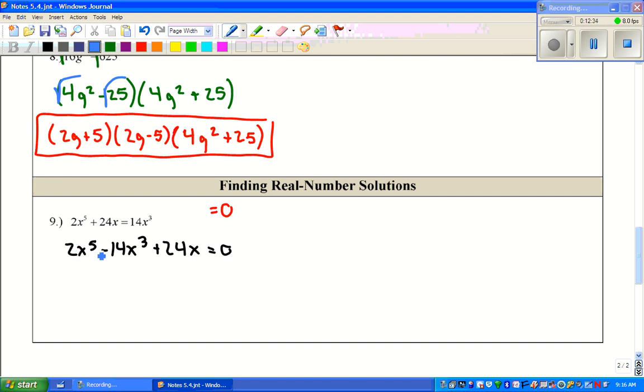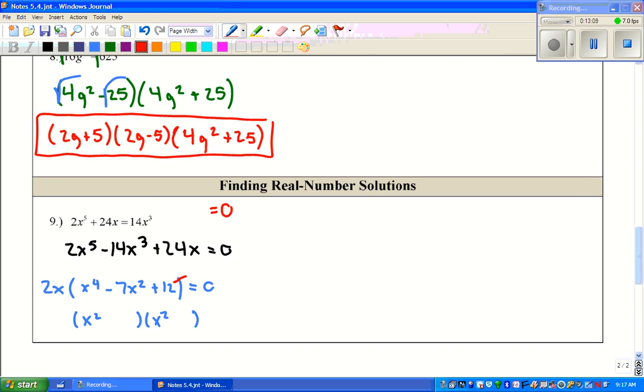Common factor: 2, 14, 24. I'm going to factor out a 2. X to the 5th, x to the 3rd, x. I'm also going to factor out an x. When I do that, here you have x to the 4th left. Here, when you divide by 2x, you're left with minus 7x squared. And here, when you divide by 2x, you're left with plus 12. Now, if you wanted to go ahead and break this up, you have x to the 4th, so you could break it up as x squared and x squared.